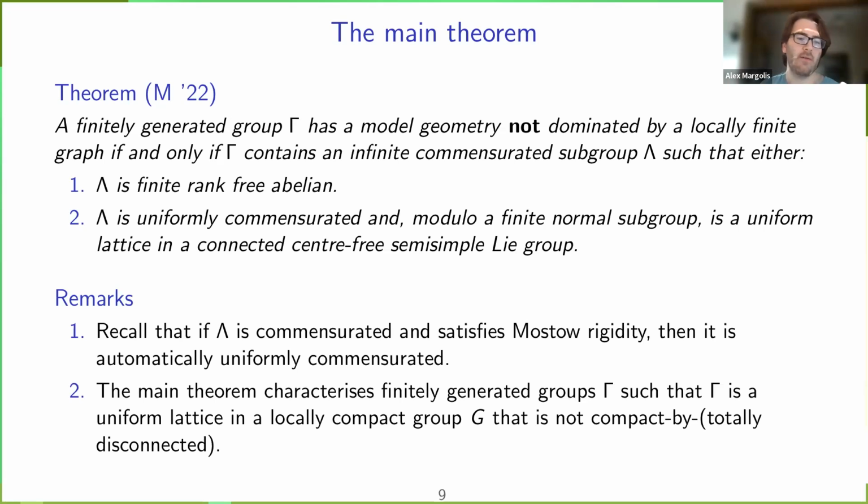And another way of formulating the main problem is you can ask which finitely generated groups embed as what's called a uniform lattice in a locally compact group. And this theorem gives a complete characterization to this question. It tells you precisely which groups embed as uniform lattices in locally compact groups which are not compact by totally disconnected. And this is really just a reformulation of what it means to not be dominated by a locally finite graph.